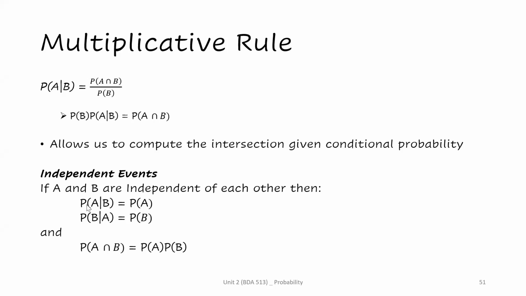In the first one, the probability of A given B, because A does not depend on B, the probability of A will be its own probability. It will not depend upon B. So that's why, where we have independent events, the probability of A given B is the same as the probability of A, or the probability of B given A is the same as the probability of B. And the intersection of A and B is the same as multiplying the probability of A and the probability of B.